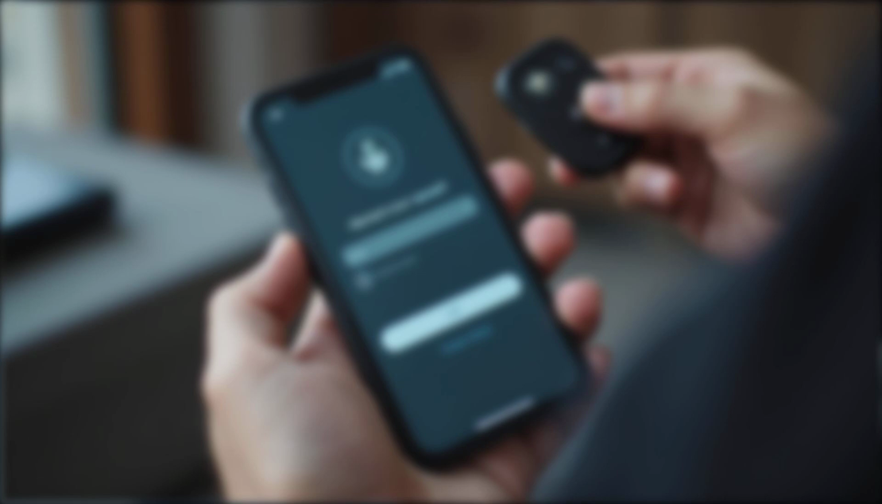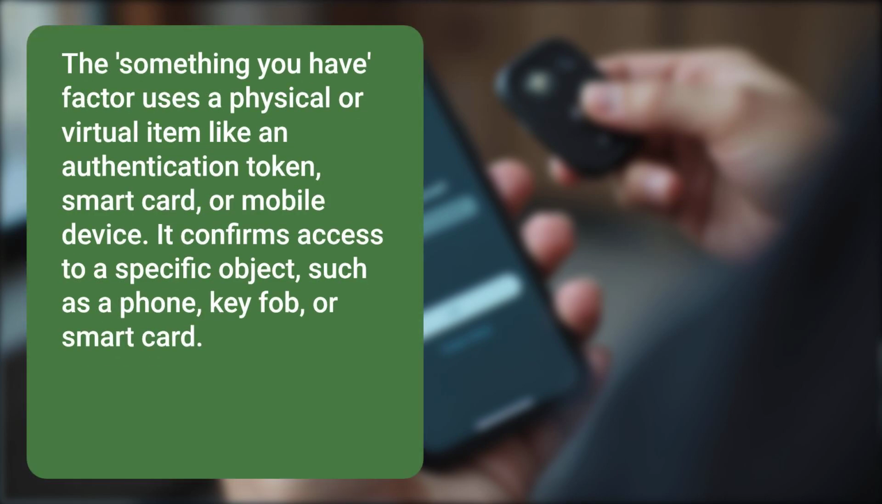The factor, something you have, involves possession of a physical or virtual item, such as an authentication token, smart card, or mobile device. This factor confirms that the user has access to a specific object in addition to knowing a password. On the exam, if a scenario mentions a phone, key fob, or smart card used during login, the correct factor is something you have.